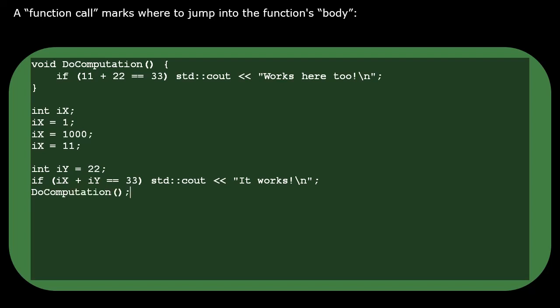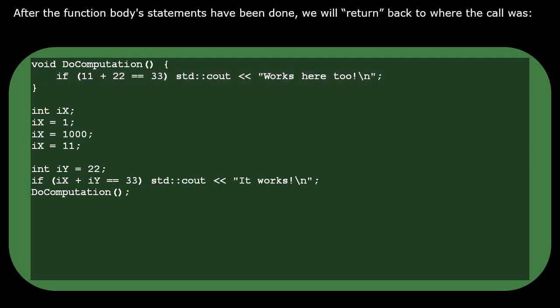Now, when the computer runs this program, its program flow will start in a straight line from the beginning of our sequence, but when it gets to this function call, program flow will magically jump up to the body, up to the inside part of our function. After finishing doing those statements, the program flow will magically return back to where it left off.